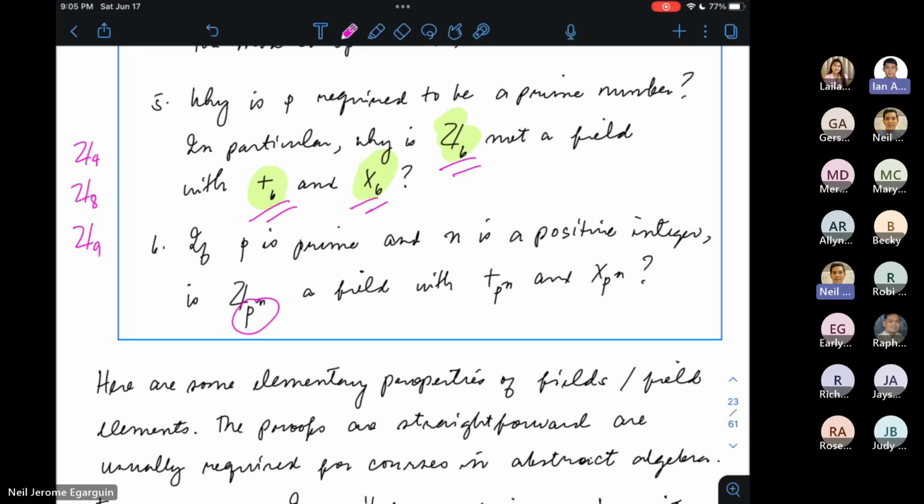Hindi pa po tapos, sir. Okay. I think si 4 wala din. Si 4 ay wala ring multiplicative inverse. So, yeah. So, you guys try that. That would be a nice exercise.